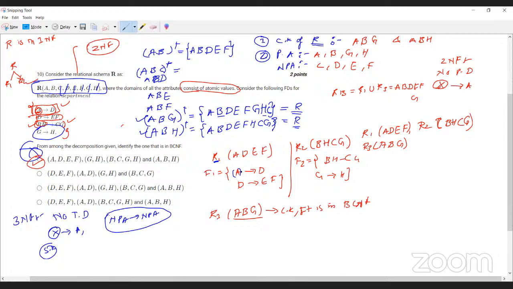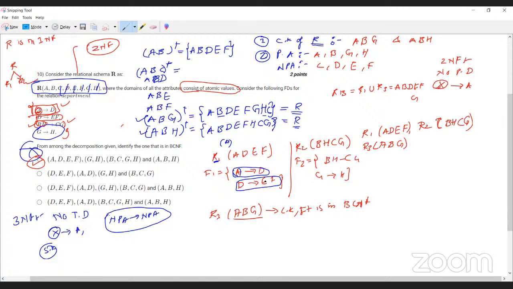Sorry, I missed the question. What were you saying? Is A a key here for this relation R1? Yeah, so this will satisfy my BCNF condition, right? Now D determines EF. For the relation R, A is the key, right? A is a key, so it's not satisfying.